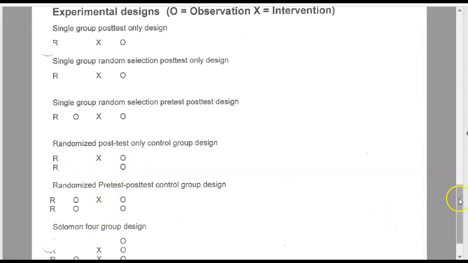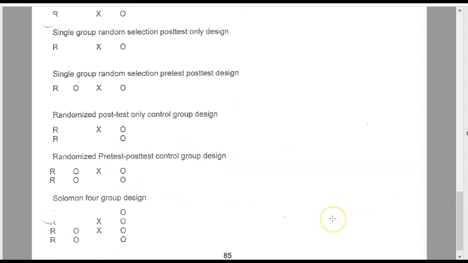The fifth one is a regular, typical experiment, before and after observations or testing, and one group gets the treatment. And then the last one, the Solomon 4 group design. We spent the most time on that one, didn't we?